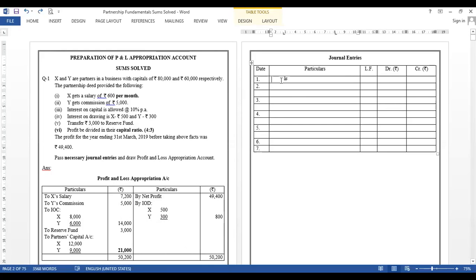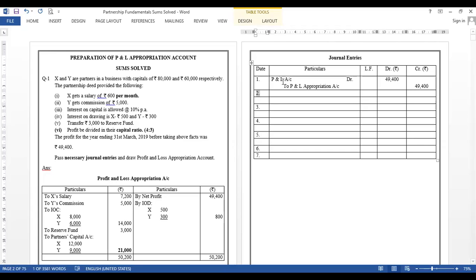Sir, P&L account debit to P&L appropriation account. Profit and loss account debit to profit and loss appropriation account. Okay. Amount is rupees 49,400. ठीक है. Second entry.